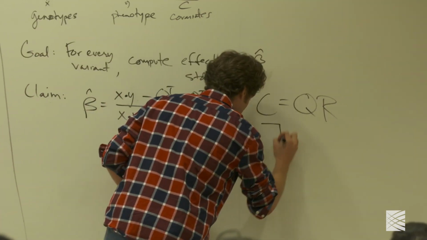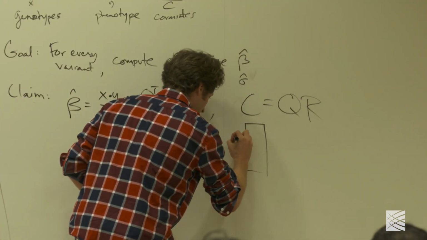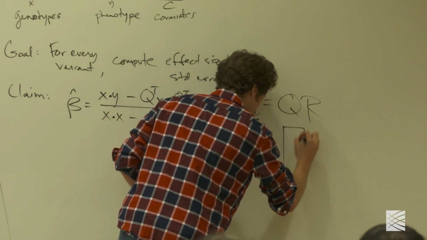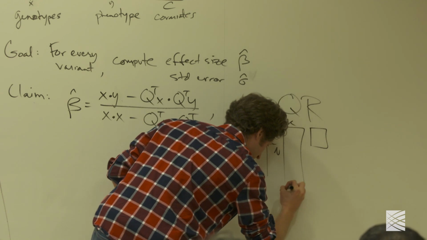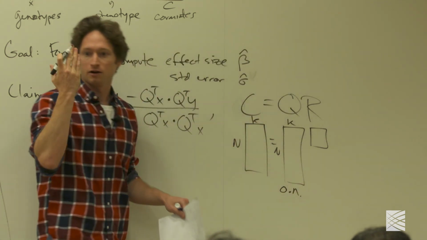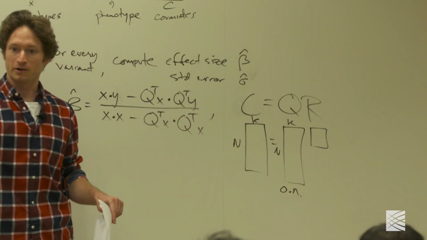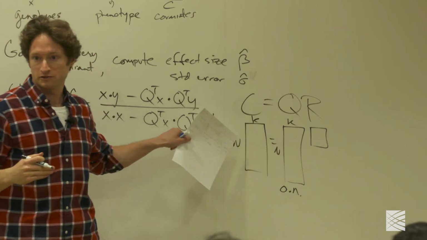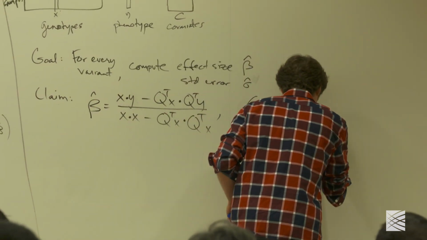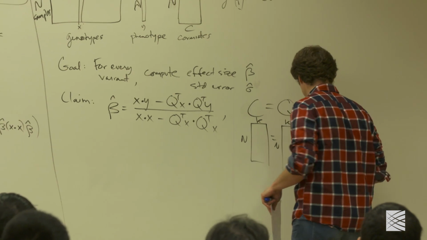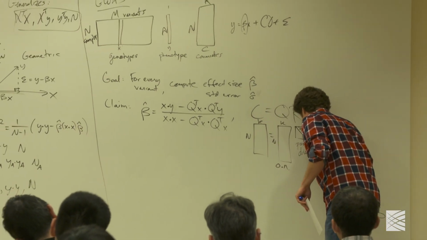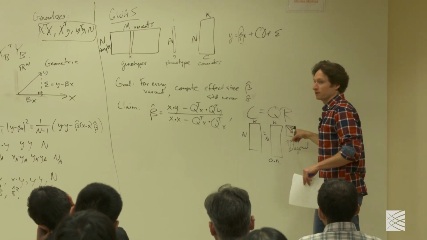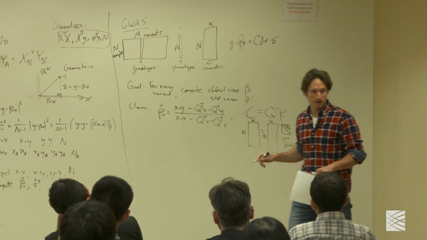So C has a shape like this, n by k. Q has the same shape, n by k. And the key property is that the columns are unit length and pairwise orthogonal. So this gives us an orthogonal basis for the column space of C. And R is an upper triangular matrix with positive diagonal. And given those properties, generically, the QR decomposition is unique. Okay?